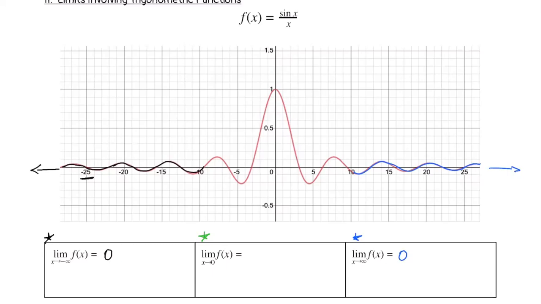I see a bunch of people who are saying 1. Okay. And I would agree that the limit as x approaches 0 of f of x is indeed 1. And if we think about that, well, here's our x value of 0. And if we approach from both sides, it sure does look like we're getting close to a y value of 1. Okay.